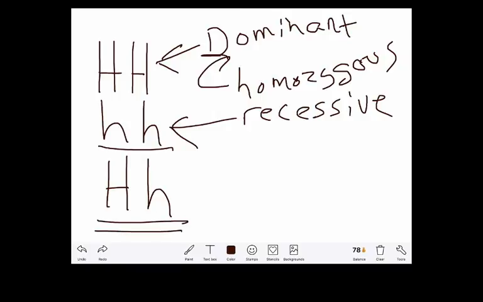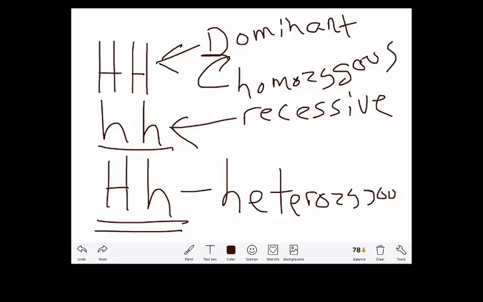Here we have big H, little h. The alleles are different. Heterozygous. And that's the answer to number one. A heterozygous individual has a blank for a trait being studied: a pair of non-identical alleles.